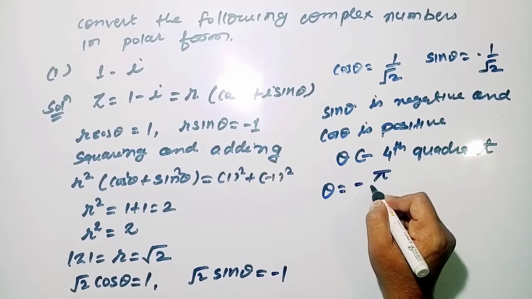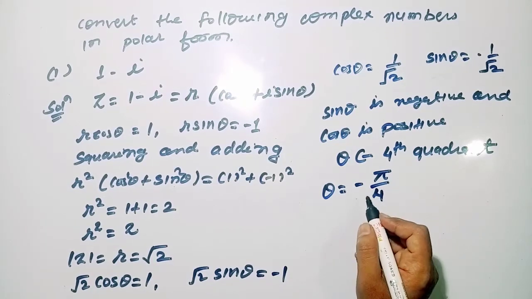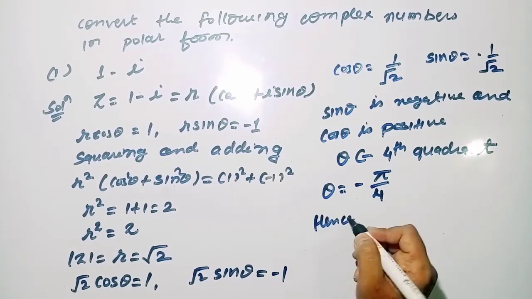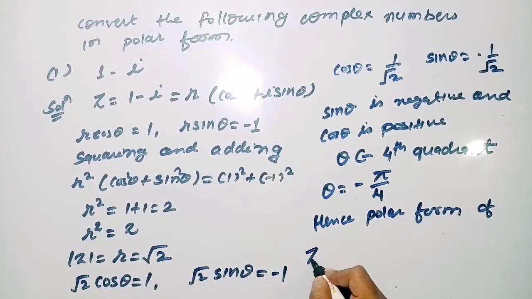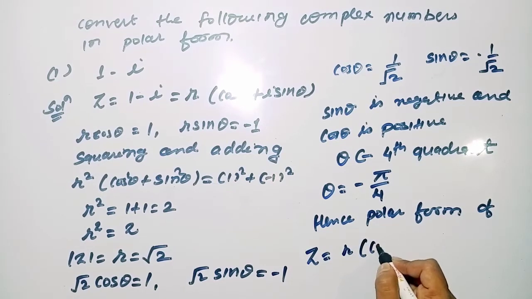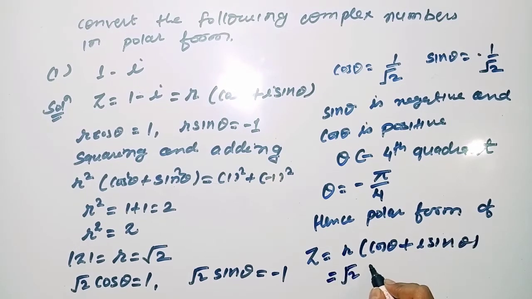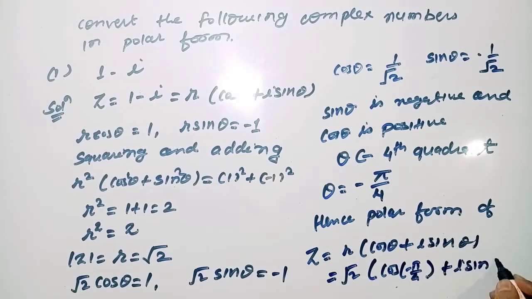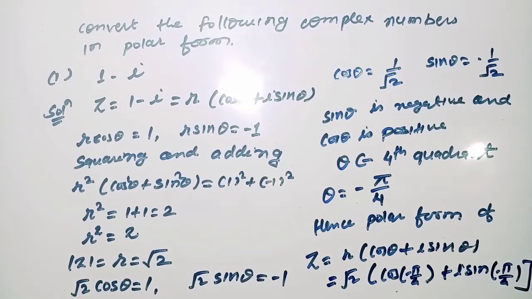So theta will be minus pi by 4, and it lies in the fourth quadrant. So hence the polar form will be z is equal to r (cos theta plus iota sin theta). The value of r is root 2 and theta is minus pi by 4, so z is root 2 (cos minus pi by 4 plus iota sin minus pi by 4). Understood students? You will have to just focus on the argument of the complex number.